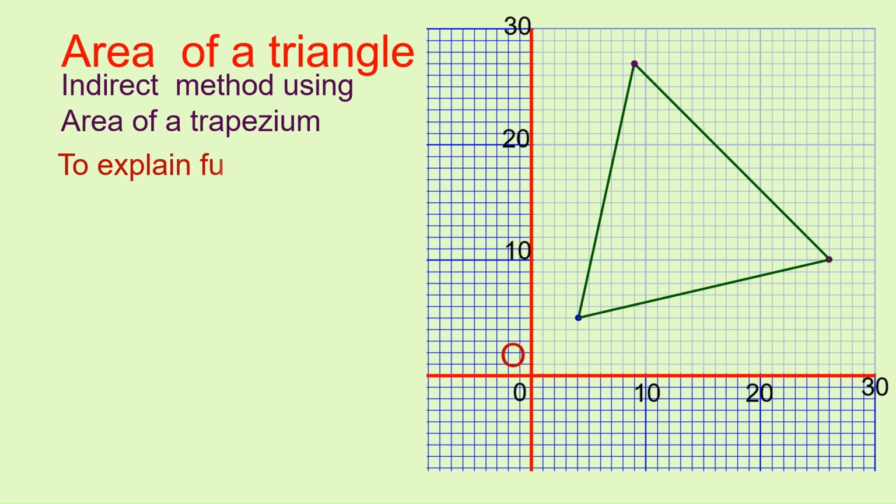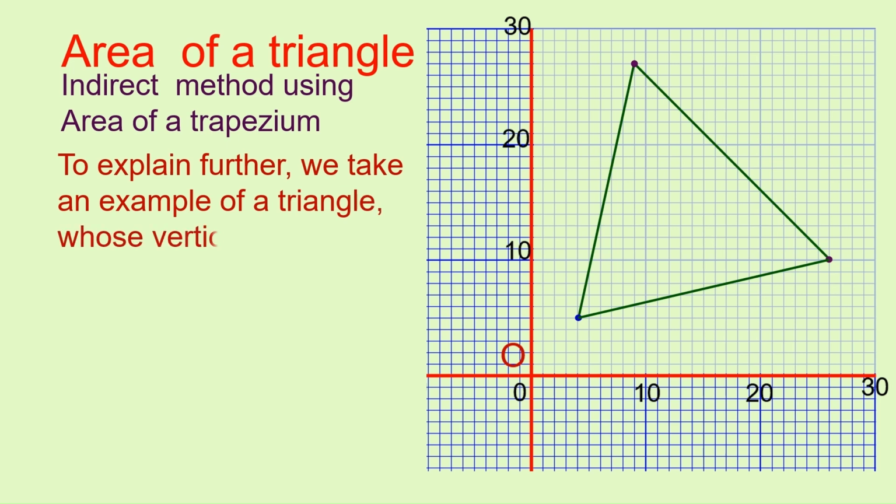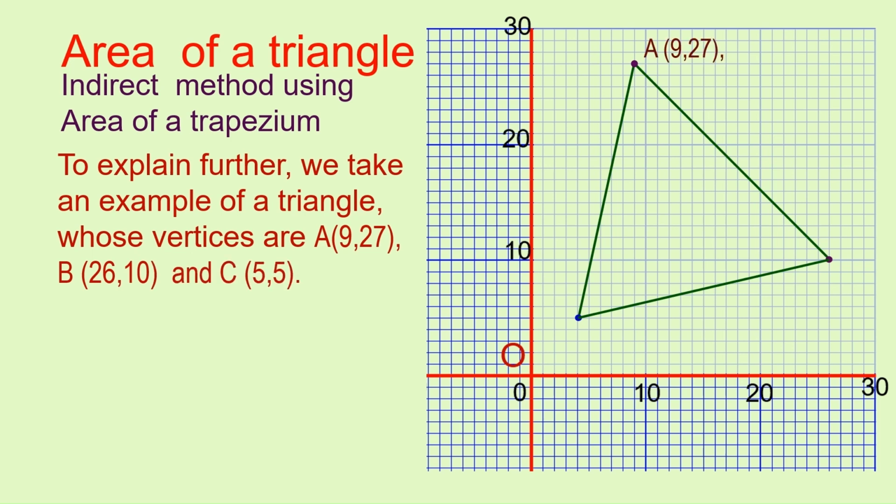To explain further, we take an example of a triangle whose vertices are A (9, 27), B (26, 10), and C (5, 5). Follow the steps to get the area of the triangle. You may pause the video to calculate yourself.